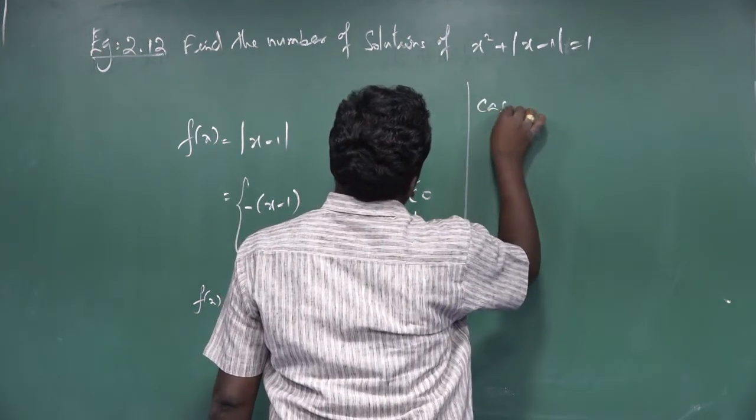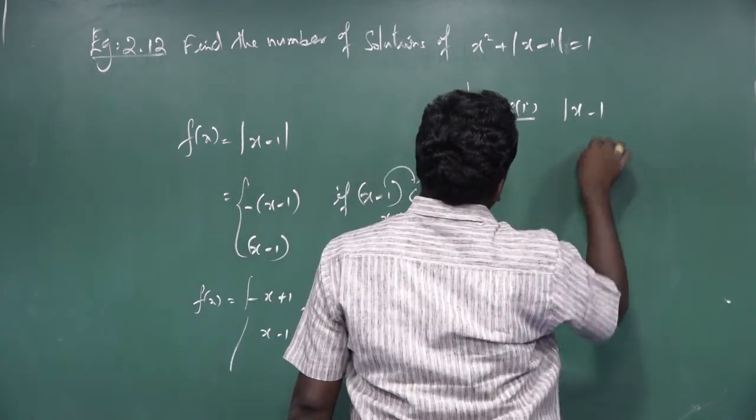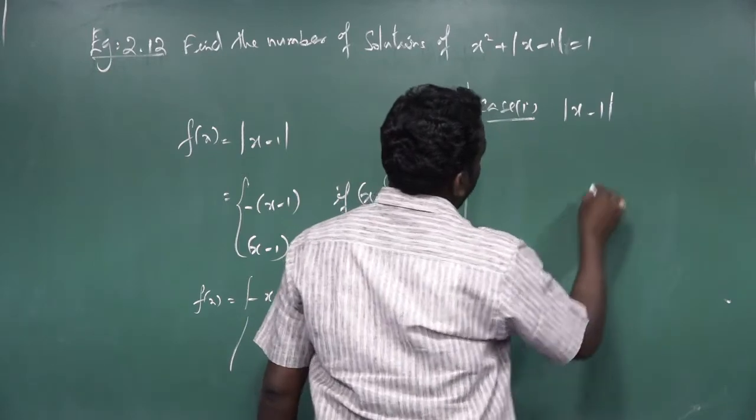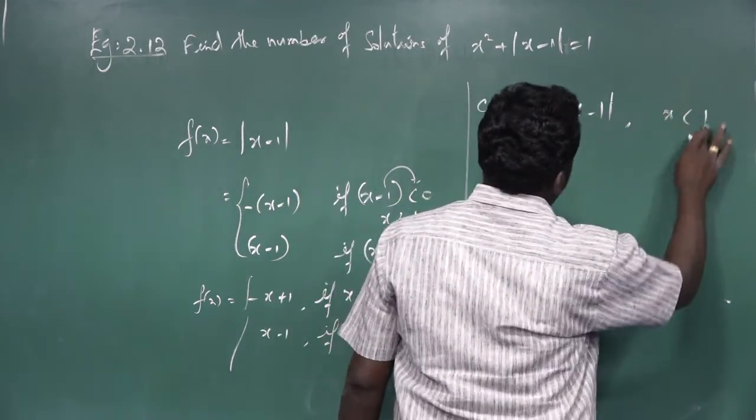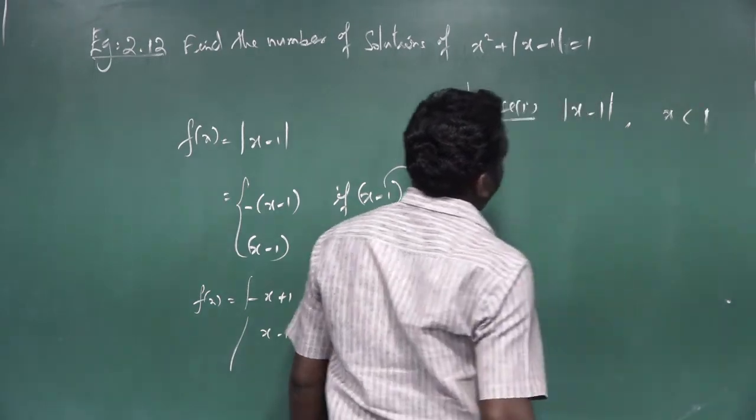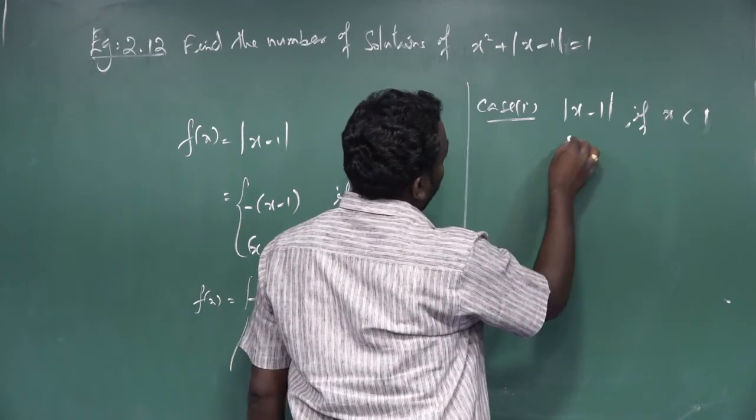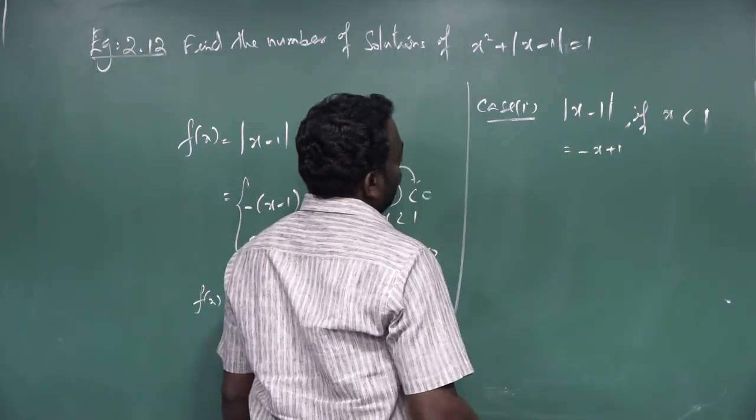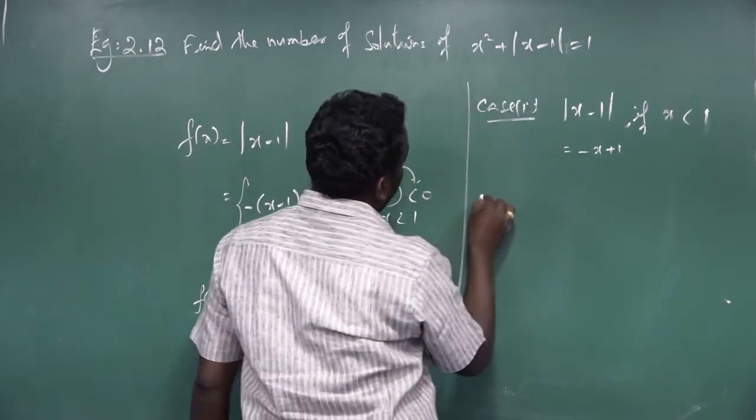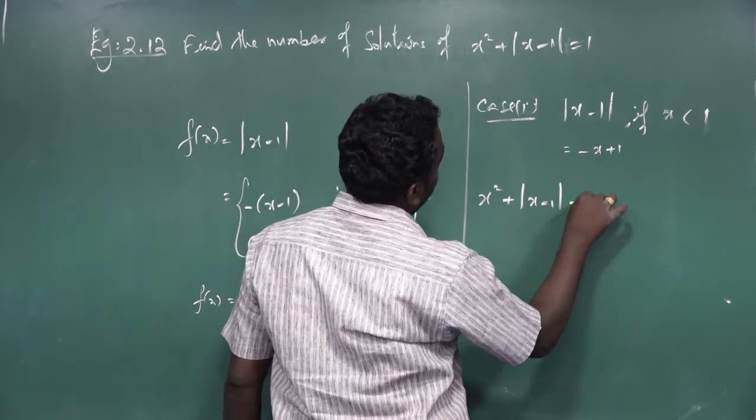Case 1: modulus of x minus 1, where x is less than 1. If x is less than 1, what is that value? That is equal to minus x plus 1. So therefore, the given equation is x square plus modulus of x minus 1 equals 1.